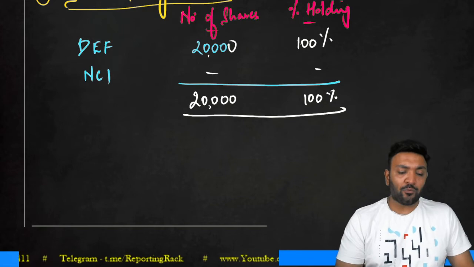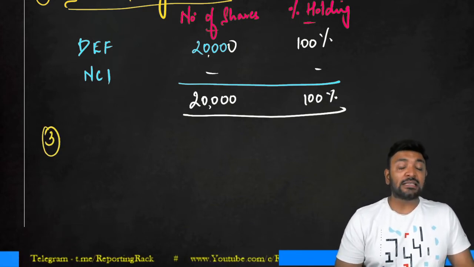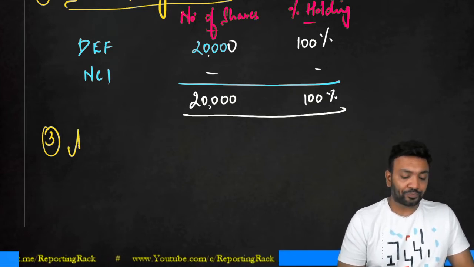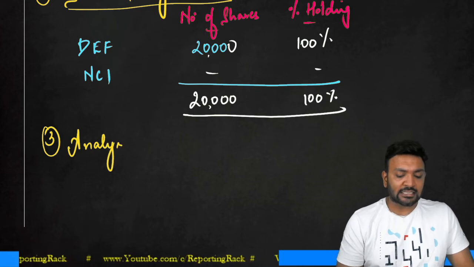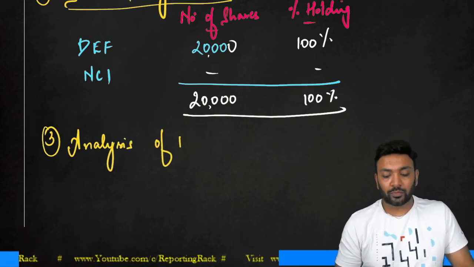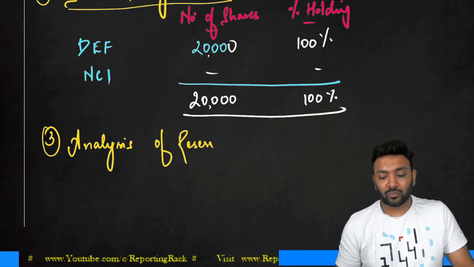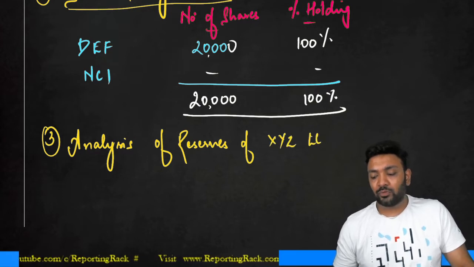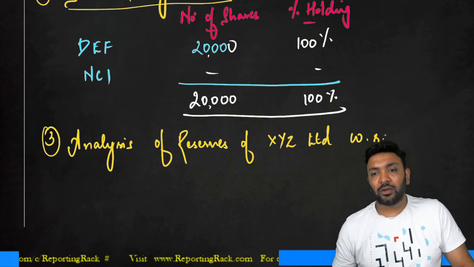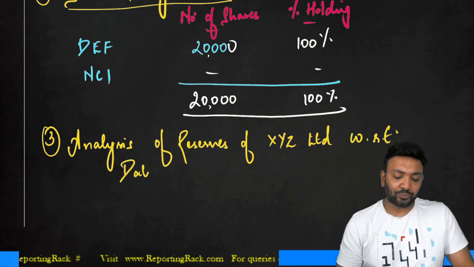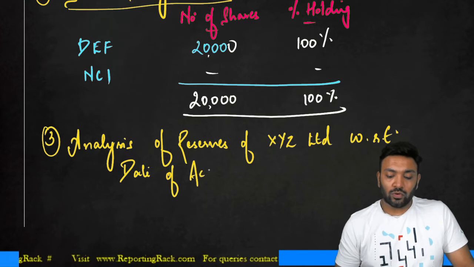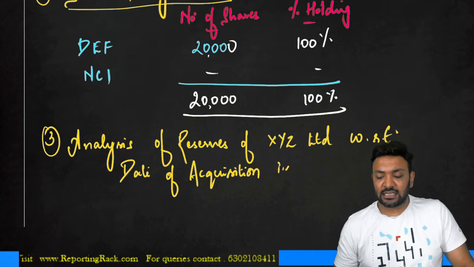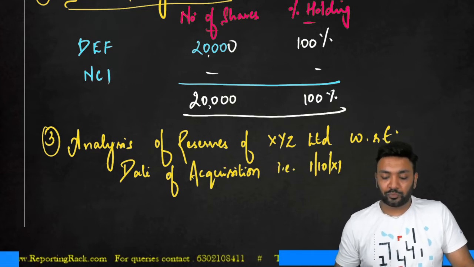Let's look at step 3 then. What is your step 3? Step 3 is analysis of profits. Here we need a very important analysis of revaluation. Analysis of reserves of XYZ Limited with respect to the date of acquisition. The date of acquisition is first.